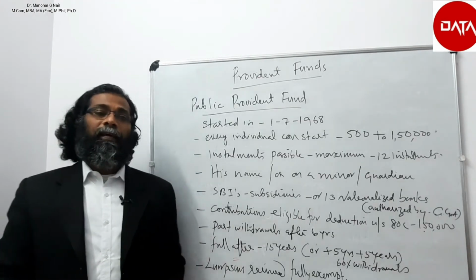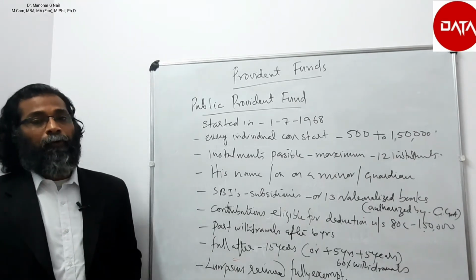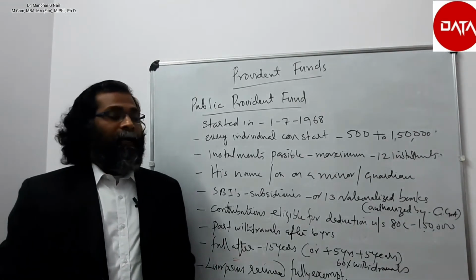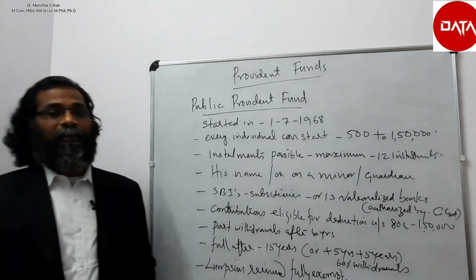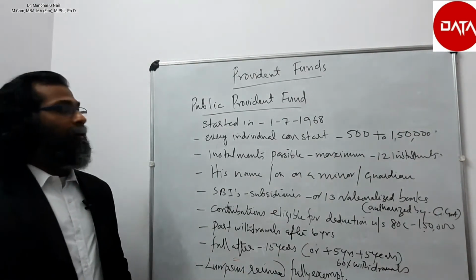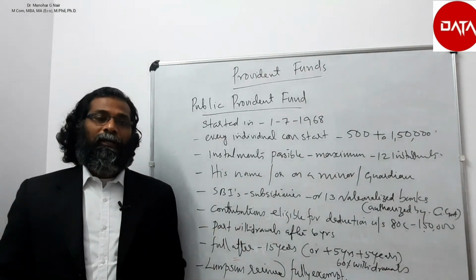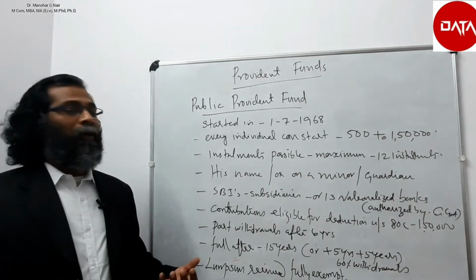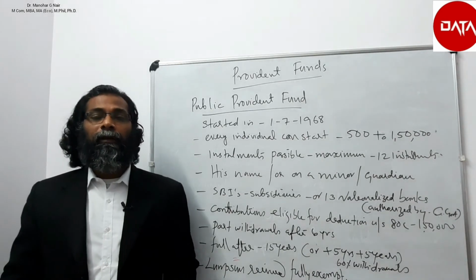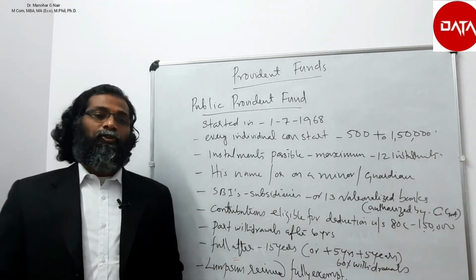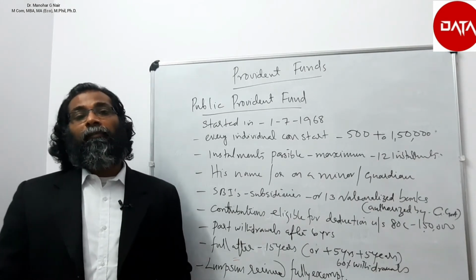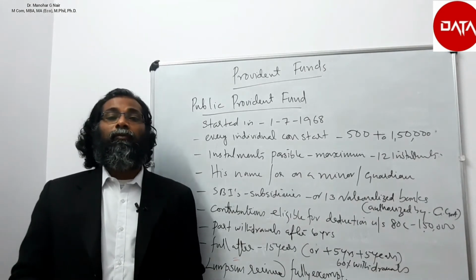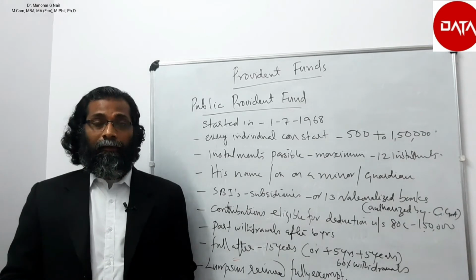The last type of Provident Fund is Public Provident Fund. This type of Provident Fund was started on 1st July 1968 in India, and every individual is eligible to open a public provident fund. The minimum amount to be contributed is 500 rupees, and he can contribute a maximum of rupees 1,50,000 in a financial year.